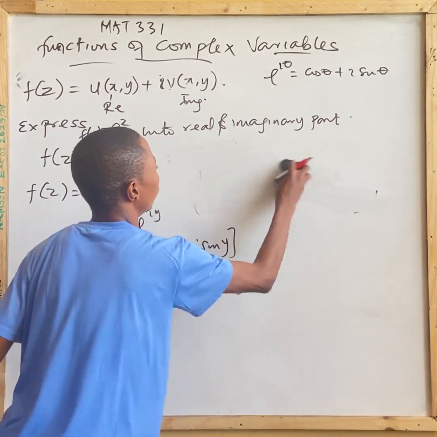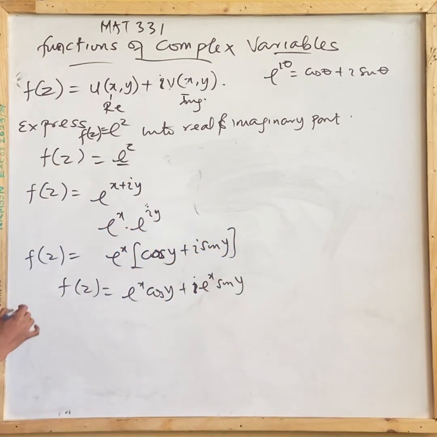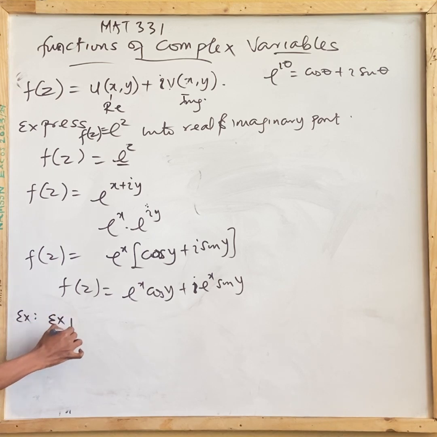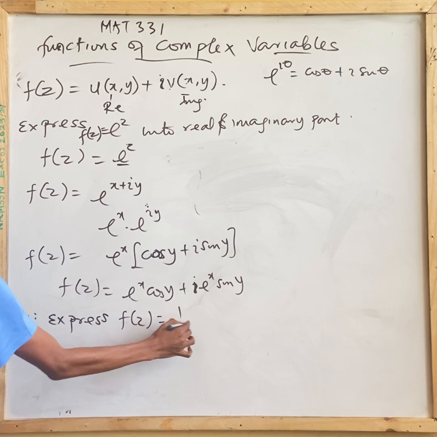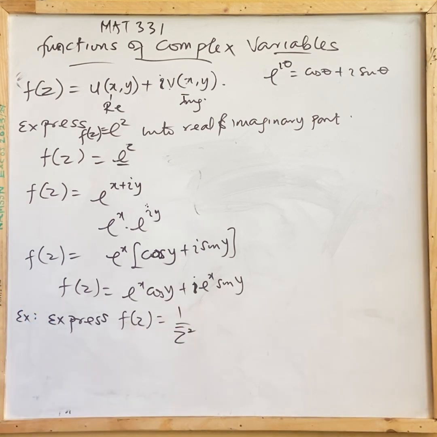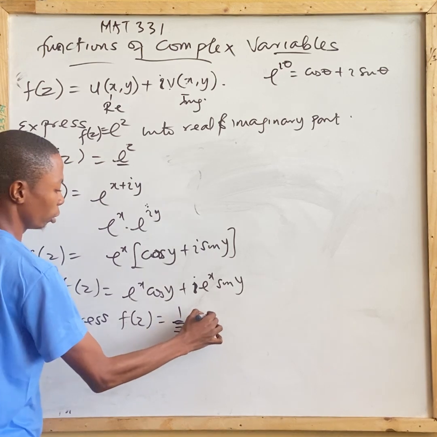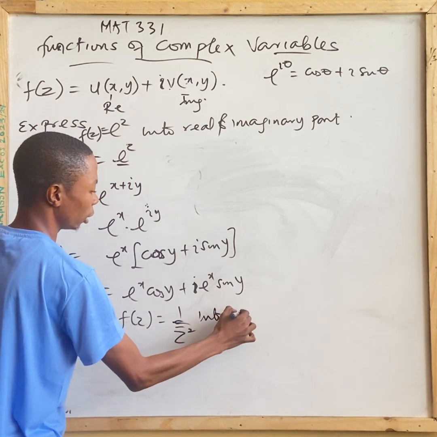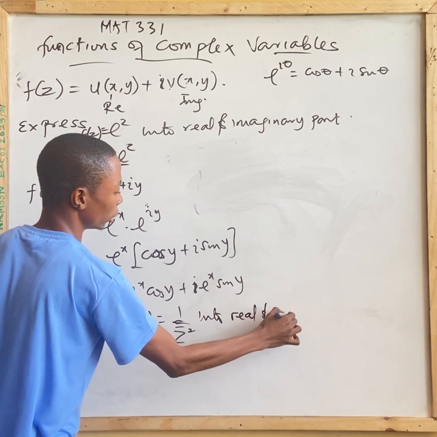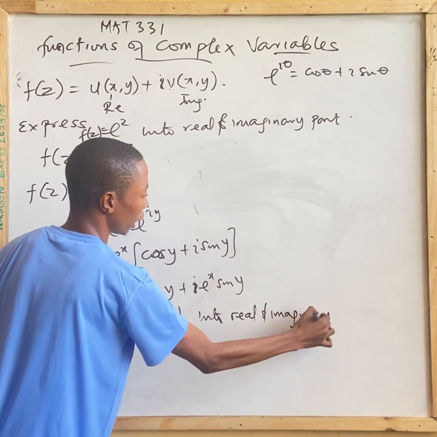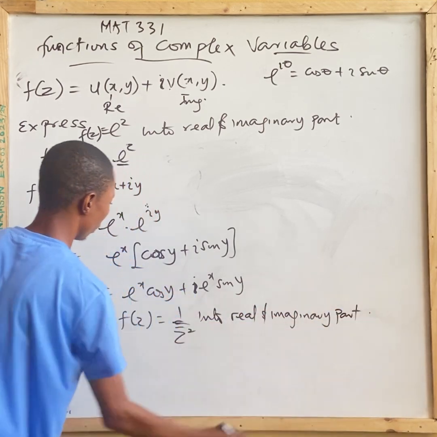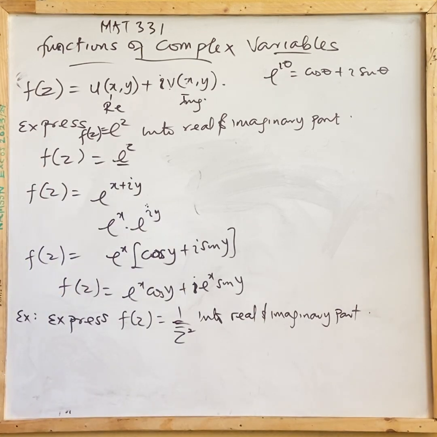Another example. Suppose I want to express f of z equals 1 over z bar squared into real and imaginary parts. So I want to express this function 1 over z bar squared.